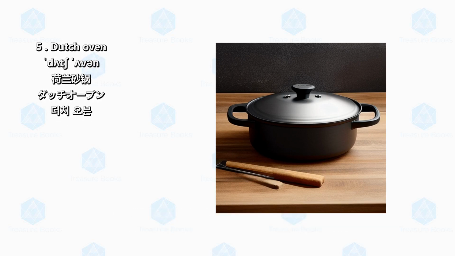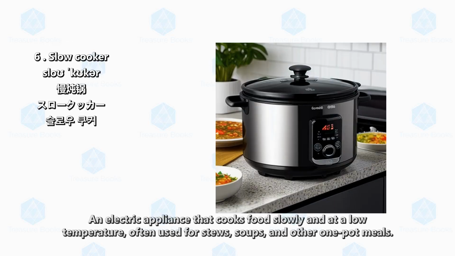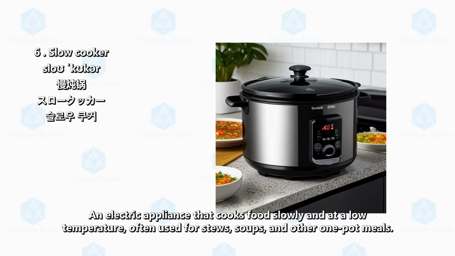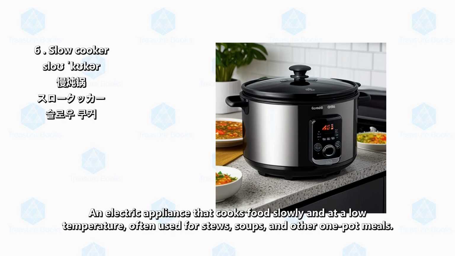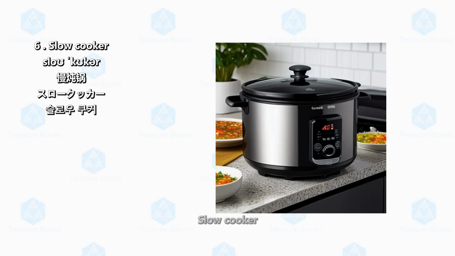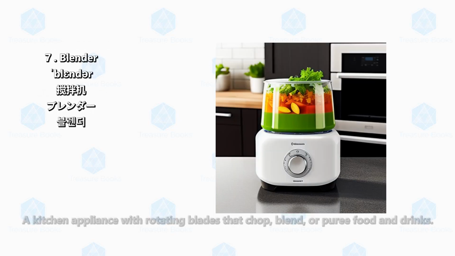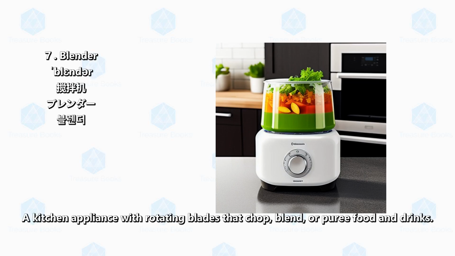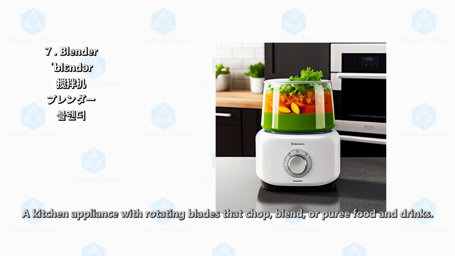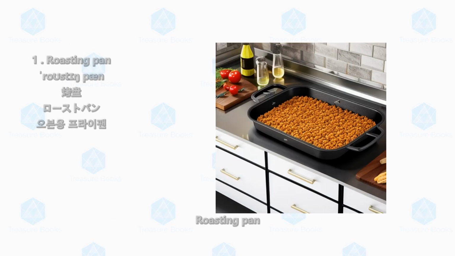Slow cooker. An electric appliance that cooks food slowly and at a low temperature, often used for stews, soups, and other one-pot meals. Blender. A kitchen appliance with rotating blades that chop, blend, or puree food and drinks.